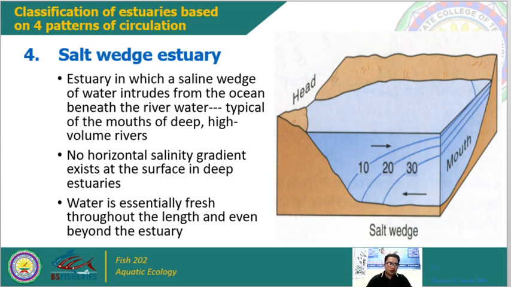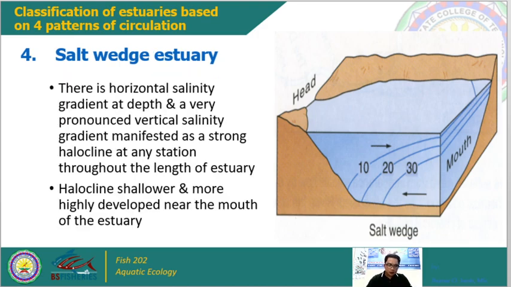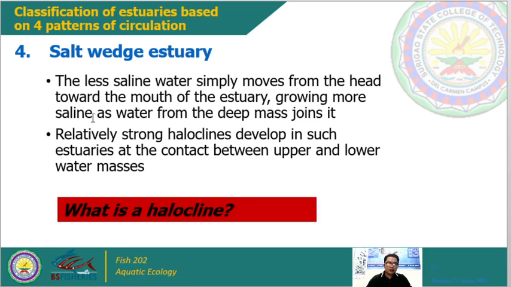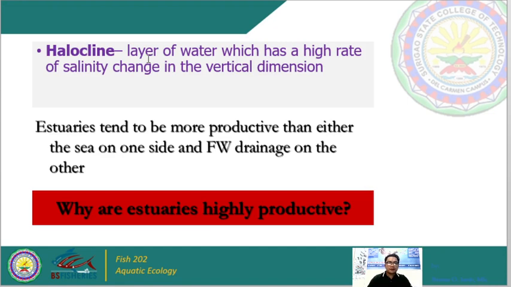Okay, so you could read that, pause for a while and then read the definition. So same, and then we have here trivia. Relatively strong, what is halocline? No? What is halocline? Halocline meaning to say here, halocline is the layer of the water which has a high rate of salinity change in the vertical dimension.